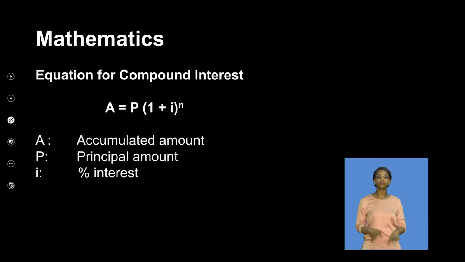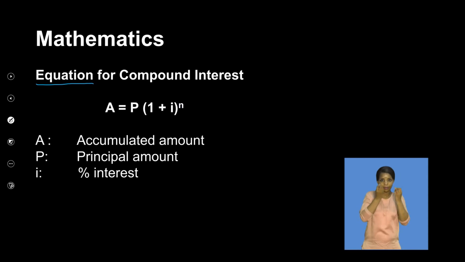Now, in terms of mathematics, the formula or the equation for this will look something like this: A is equal to P, open bracket, 1 plus i, close bracket, all to the exponent of n. Remember that our A will be the accumulated amount, so what you get after a certain period of time. Our P will be the principal amount, what you started with.